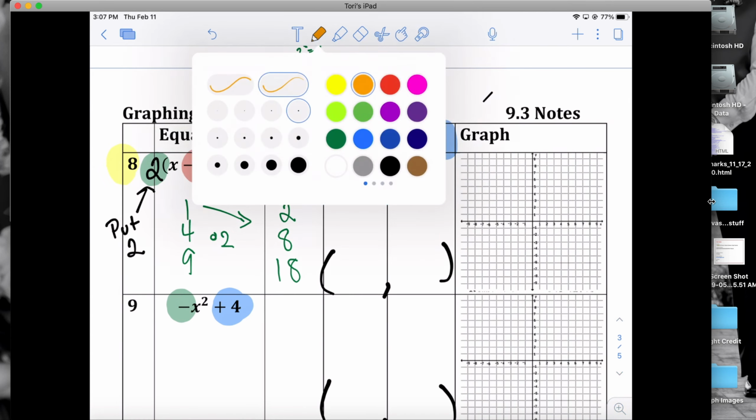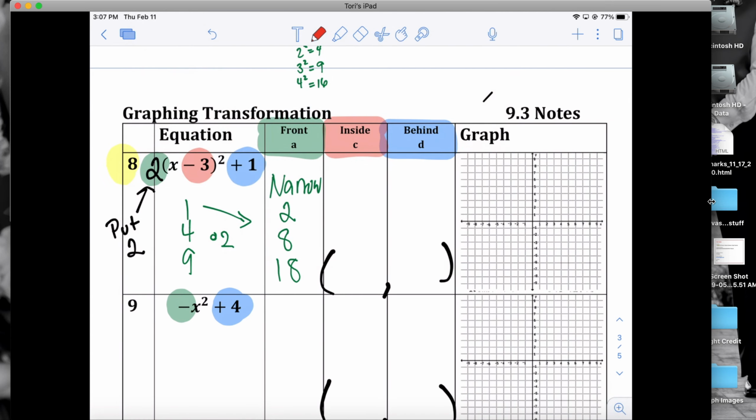Second thing I look for is who is inside. Well, I have a 3, and that 3 is a liar. So if he says -3, he's going +3. Last thing I look for is who is after the squared, who is behind the squared, and that's this +1. He tells the truth. So when he says +1, I'm going up 1, +1.